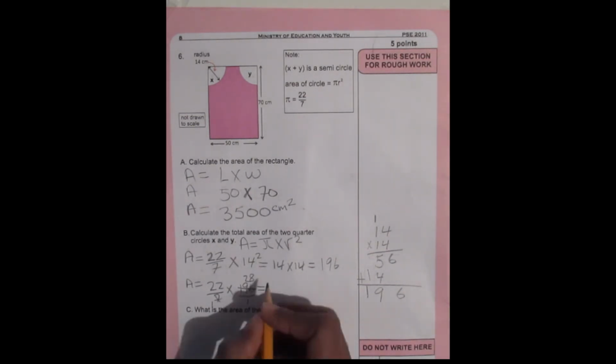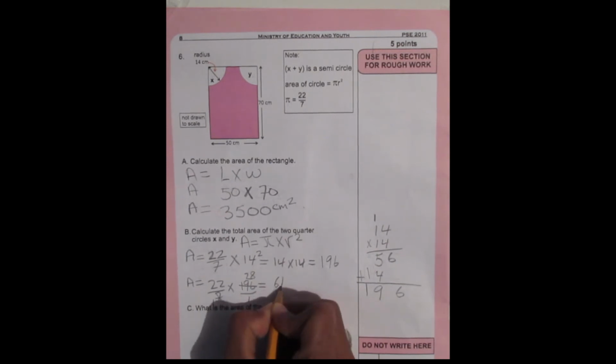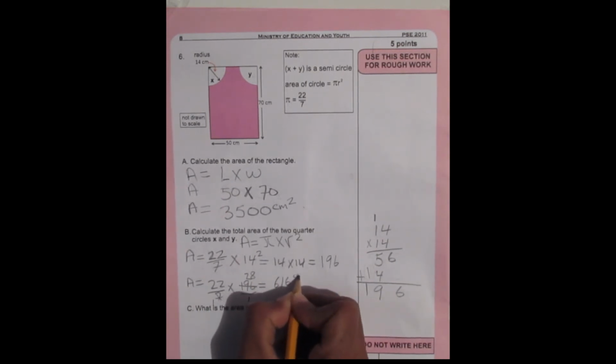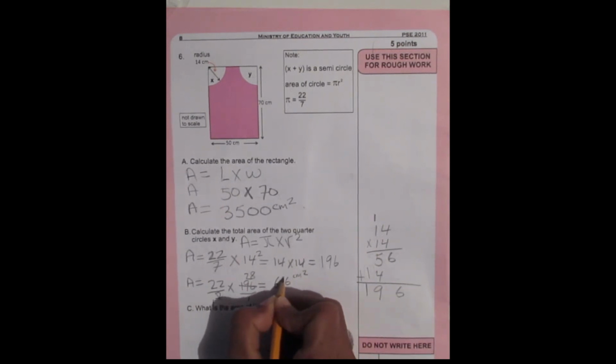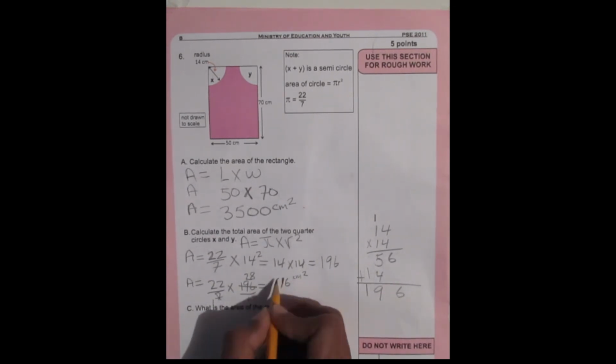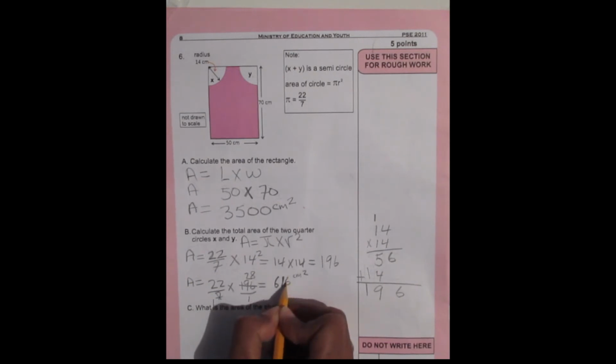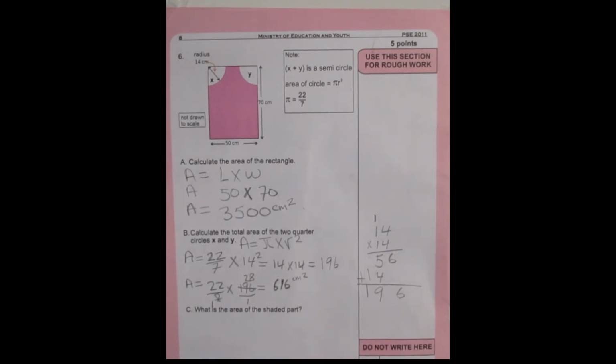And when we multiply 22 times 28, that gives us 616 centimeter square. So again, how do we get this 616 centimeter square? This 616 centimeter square comes from pi, which is 22 over 7, times 14 square, which is 14 times 14, which gives us 196. So we put 22 over 7 times the 196 over 1, and we could cancel out 7 into 7, 1.